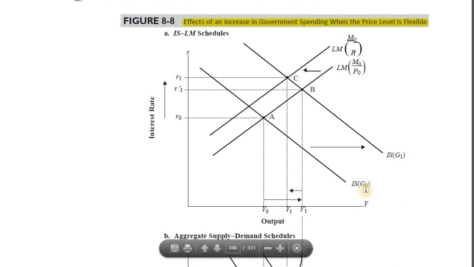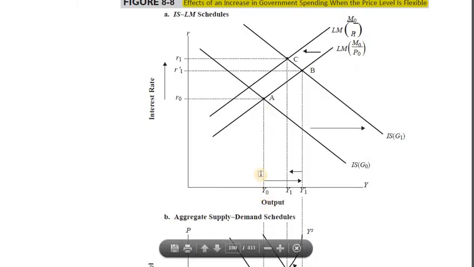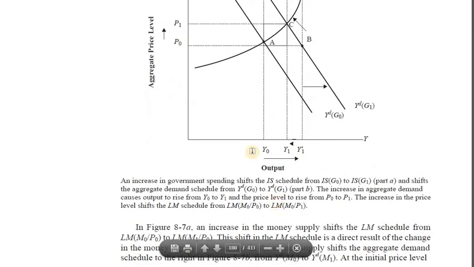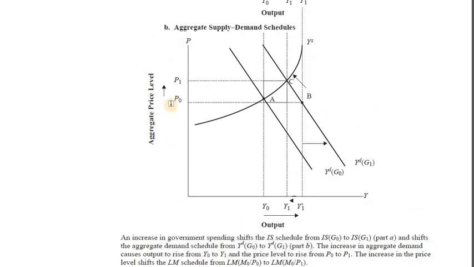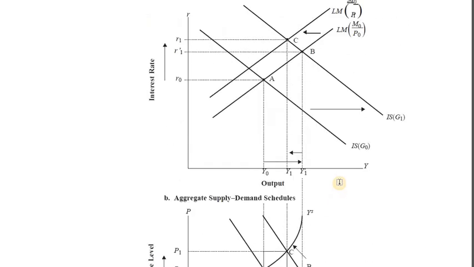The IS curve is originally here at G0, with the given government spending, and the LM curve is at this point with the given money supply M0 and prices P0. That's how the equilibrium is at point A, where output is Y0. That's how we got this point at Y0 when prices were P0, and the aggregate demand curve was YD at the given government spending. Very simple, nothing confusing here.